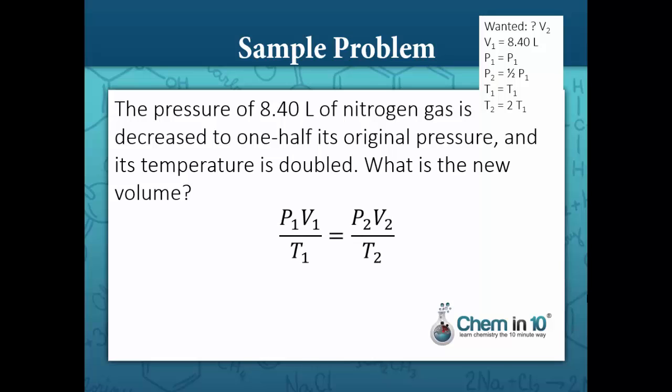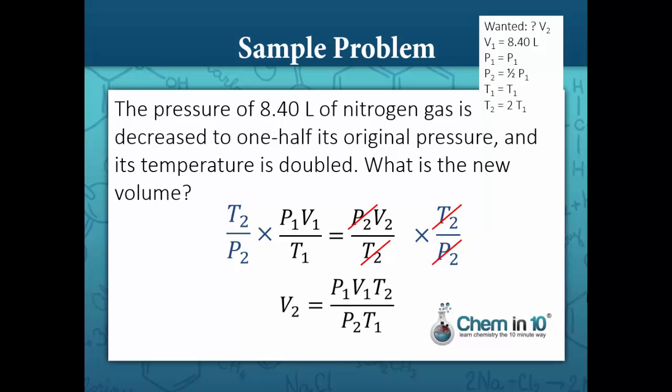We're going to plug these into our equation. P1 V1 over T1 is equal to P2 V2 over T2. But before we do that, we need to solve this equation for V2, isolate the variable. We do that by multiplying each side by T2 over P2. P2 and T2 cancel out on the right-hand side, and our equation becomes V2 equals P1 V1 T2 over P2 T1.